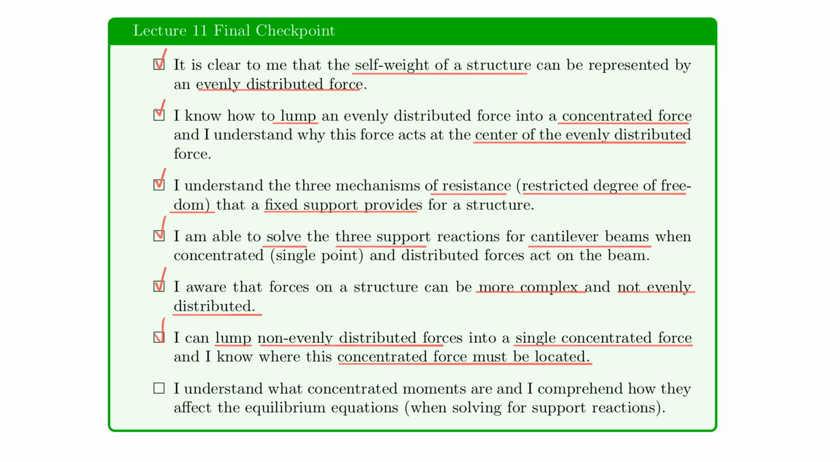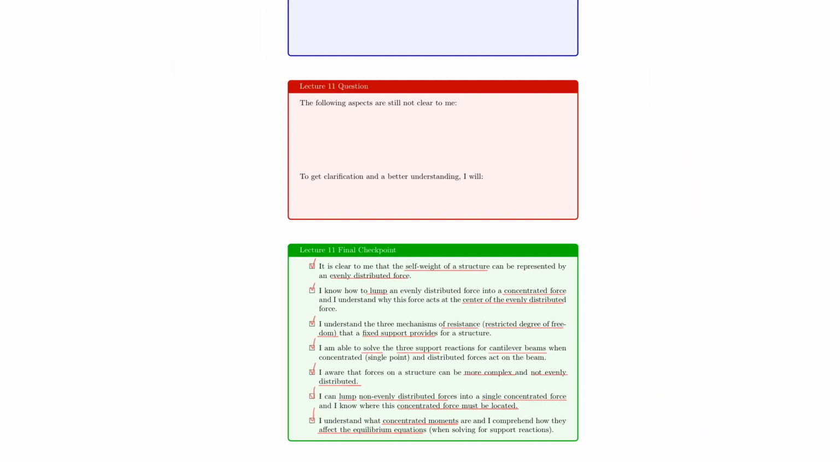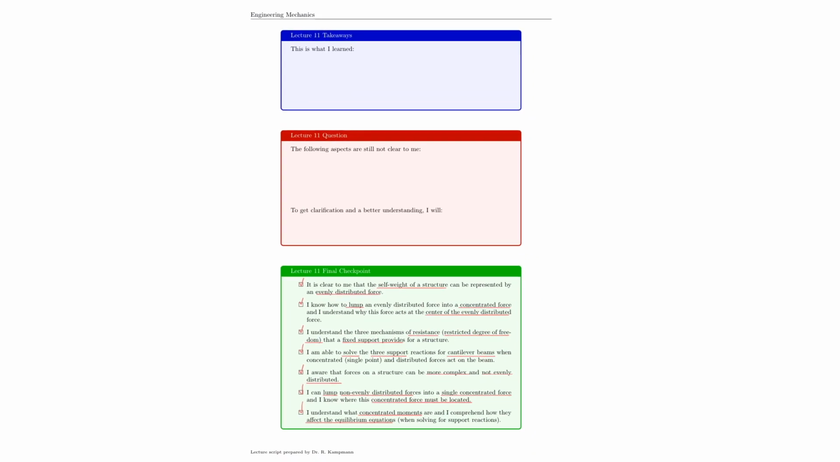And last but not least, we talked about the concentrated moments and how they affect the equilibrium equations and what they do to a structure. So when you solve for support reactions, you know now how to deal specifically with concentrated moments. So we can check that off. And I believe those are enough and good goals for one lecture, so that we can now move on and talk about the homework assignments.